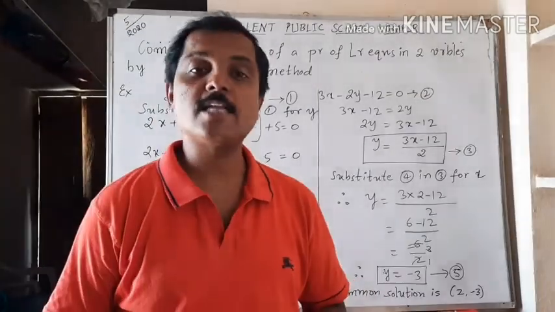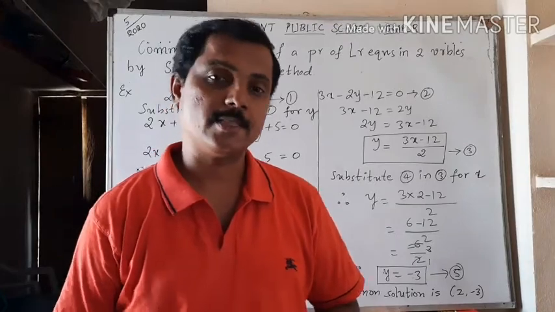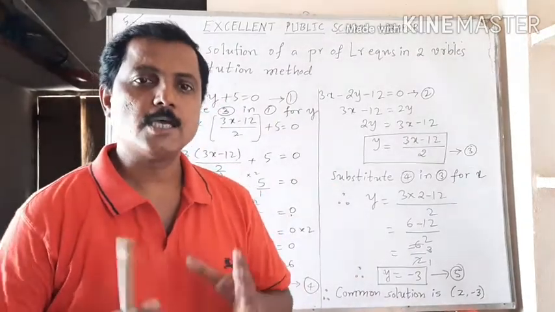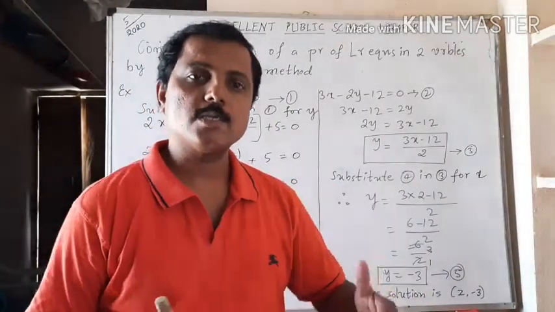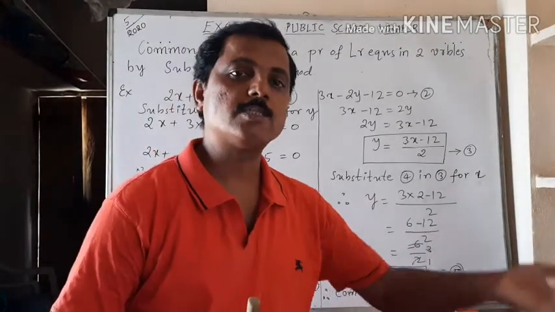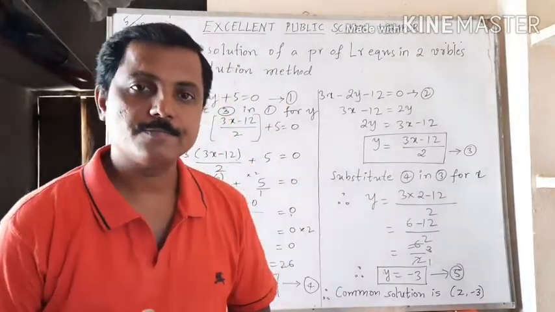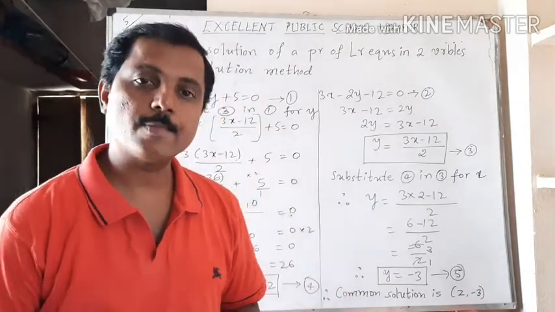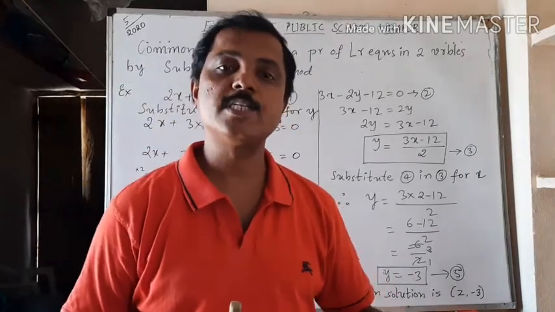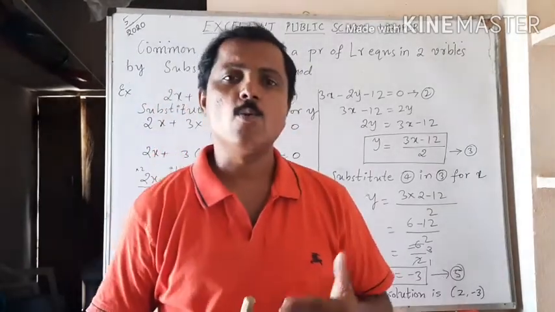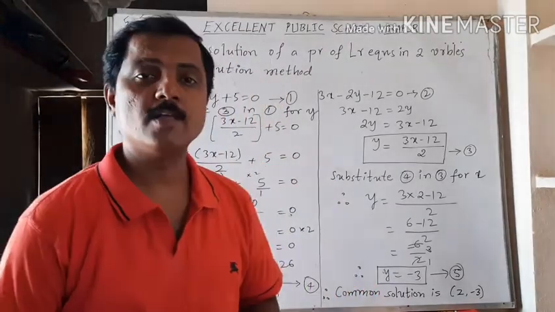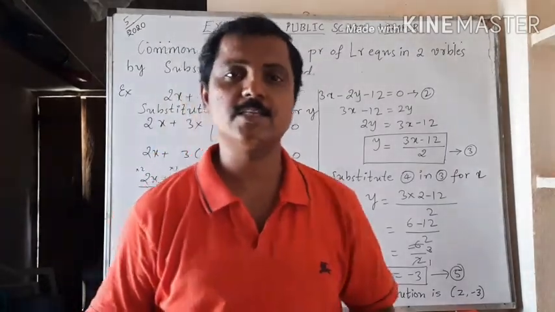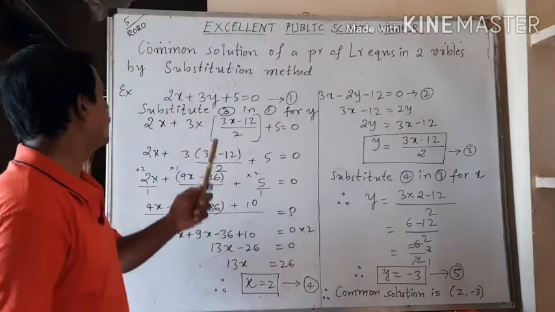The first method of algebraic method is substitution method. Okay. What is the meaning of substitution? Substitute means put someone in someone's place. For example, in place of x we can put y, or in place of y we can put or substitute x. Let us see one example of finding a common solution of a pair of linear equations in two variables by substitution method. Okay. See here.